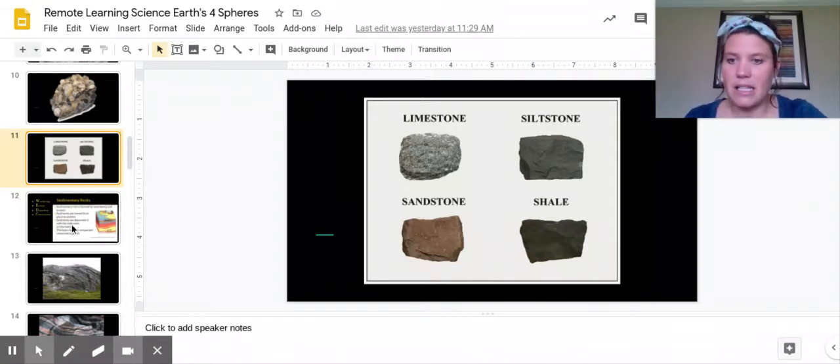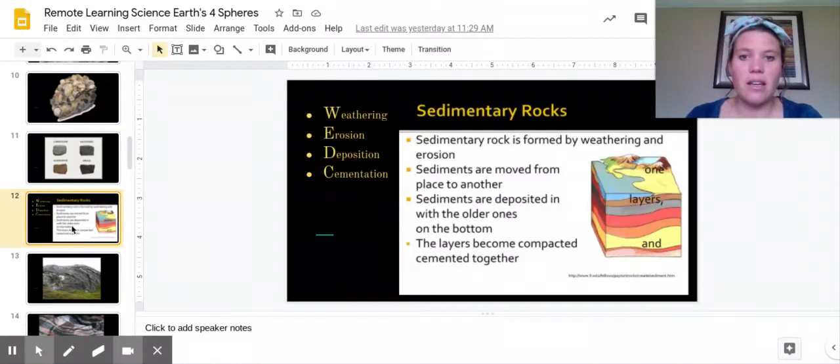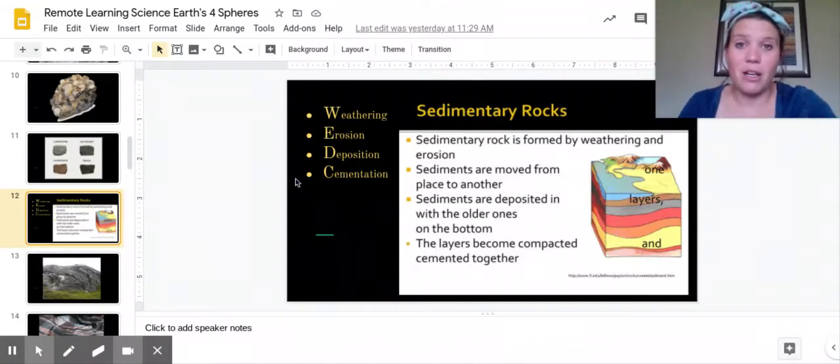Let's see. Sedimentary rocks are formed with 4 steps. We have this WEDC acronym, WEDC, WEDC. The W stands for weathering. That's the breaking down of the sediments from a bigger rock. The breaking down can happen by wind, water, or ice. It's the constant wind crashing against a bigger rock, or water crashing against a bigger rock, or a glacier scraping along a rock that breaks that bigger rock down.